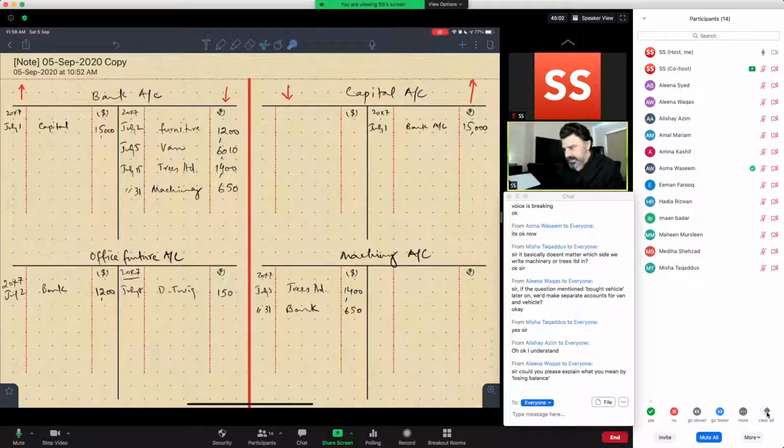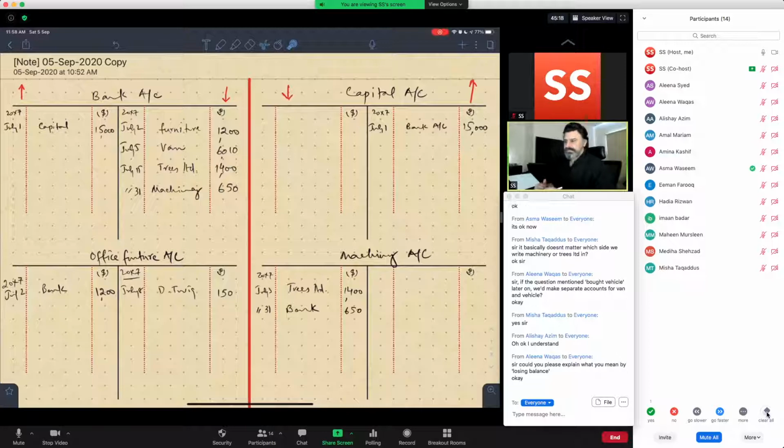Alina says, sir, could you please explain what you mean by losing balance? Okay, losing balance means that it has gone down. Bank account has gone down because of all of these events, right? Losing balance simply means decreasing, right? Okay. Alicia, do you understand the credit side of the bank account?